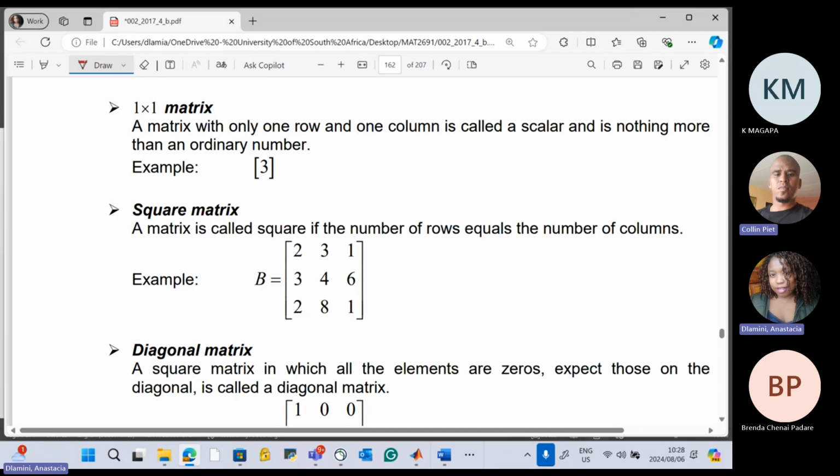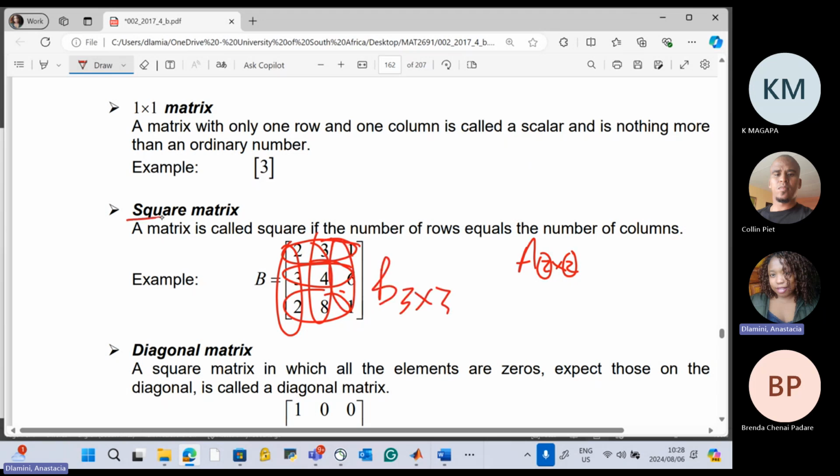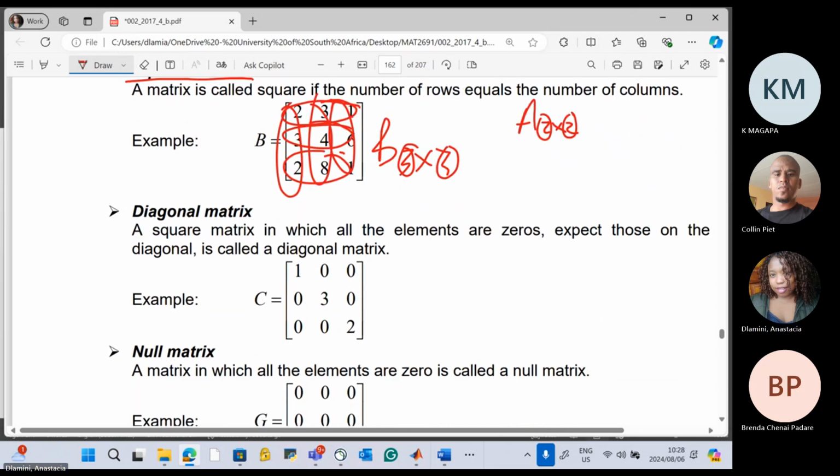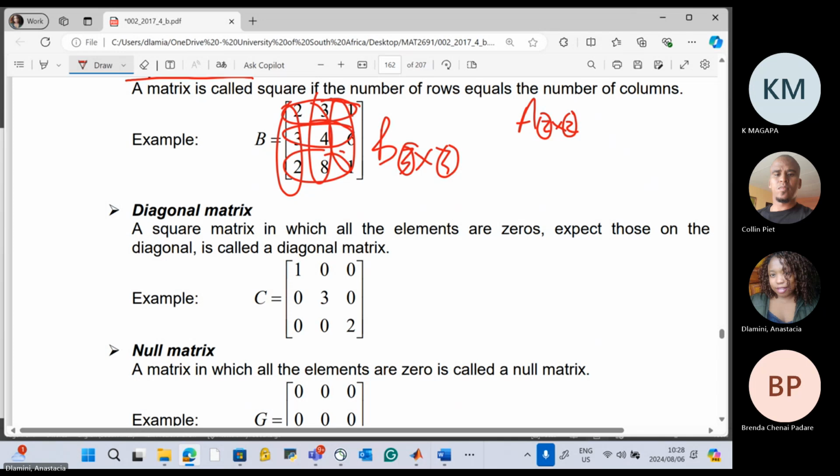Together. Thank you. A matrix is called a square matrix if the number of rows equals the number of columns, meaning that if you have 2 by 2, it is a square matrix because the number of rows is equal to the number of columns. Now this one is how many rows? 1, 2, 3. And how many columns? 1, 2, 3. So B is a 3 by 3 matrix and it's called a square matrix because the rows equal the columns. Together. Yes, ma'am.